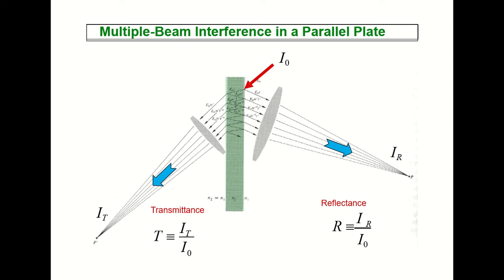Today we will be discussing multiple beam interference. When multiple beams are coming into the medium and you are observing multiple interference, how do the reflection and the transmission coefficients behave in that case? That will be the main idea of discussion here.